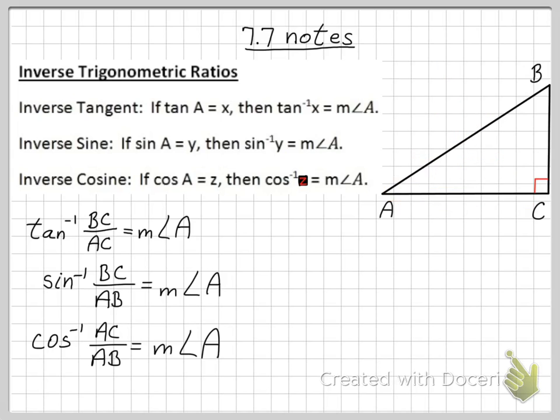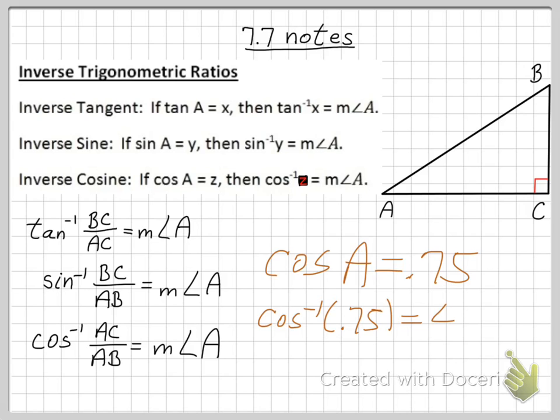And again, just for sake of argument, let's just say that the cosine of angle A was 0.75. Then the inverse cosine of 0.75 is going to give me my angular measurement, which in this case would be 41.4 degrees. So again, you can do that on your calculator. Press your second function button, press this button, get it to be inverse cosine, left parenthesis, 0.75, right parenthesis, equals, and then you should get 41.4 degrees. Okay?